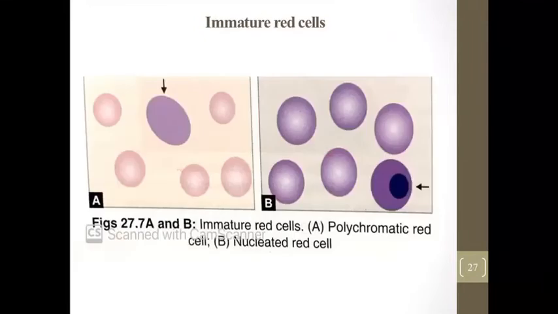Next are immature cells: polychromatic cells, nucleated red cells. These are all seen in cases of increased erythropoiesis, like trauma, hemorrhage. In this condition we have to see whether any immature cells are present or not.